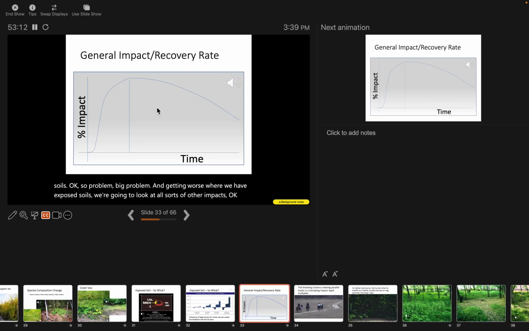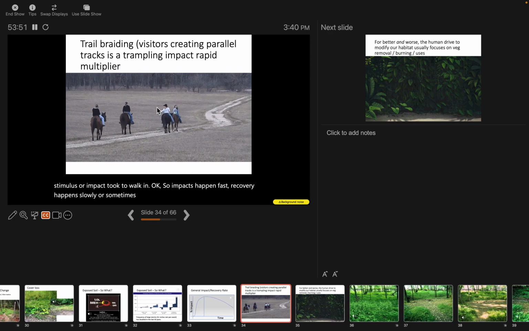Okay? So, this is our graph, general impact recovery. Label this resistance. Label this resilience. This is resilience while impact is happening, but this is resilience after impact has stopped. Okay? So, recovering from impact takes longer, a lot longer, typically an order of magnitude or 2 longer, so 10 to 100 times longer than the trampling stimulus or impact took to walk in. Okay? So, impacts happen fast, recovery happens slowly, or sometimes not at all.